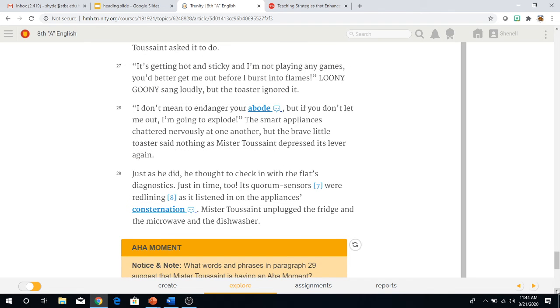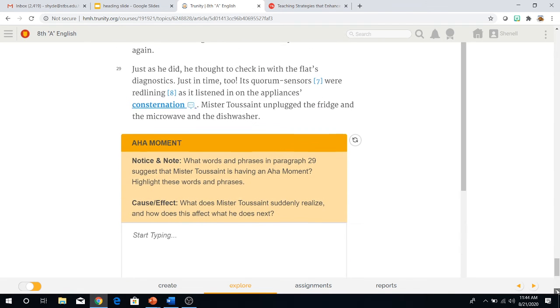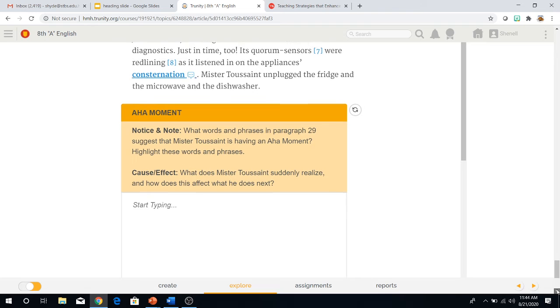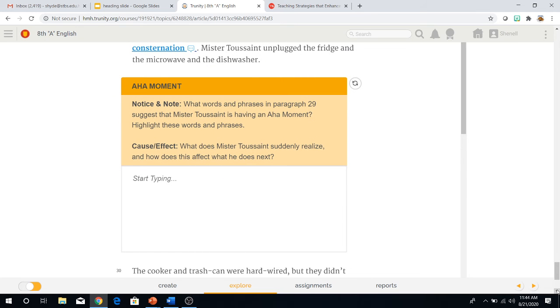When you make it to paragraph 29, you'll see your final signpost, which is the Aha Moment. Now remember when we talked about the Aha Moment in class. The Aha Moment refers to a moment in which the character realizes something. It could be the solution to a problem, it could be the problem itself, or he can even find an answer which helps both sides of the issue.